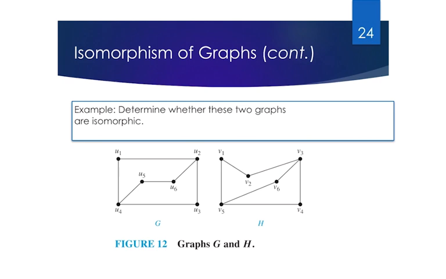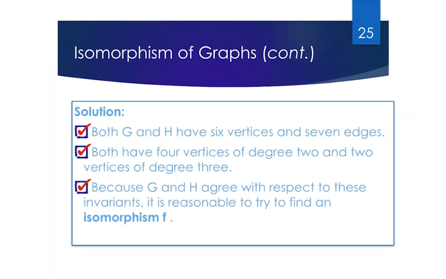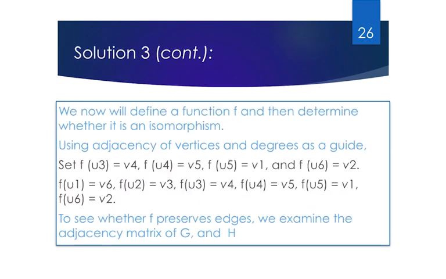Determine whether these two graphs are isomorphic. Both G and H have 6 vertices and 7 edges. Both have 4 vertices of degree 2 and 2 vertices of degree 3. It is also easy to see that the subgraphs of G and H consisting of all vertices of degree 2 and the edges connecting them are isomorphic.